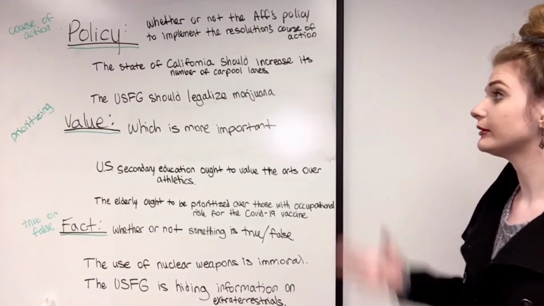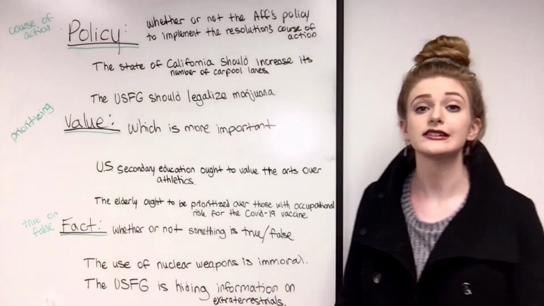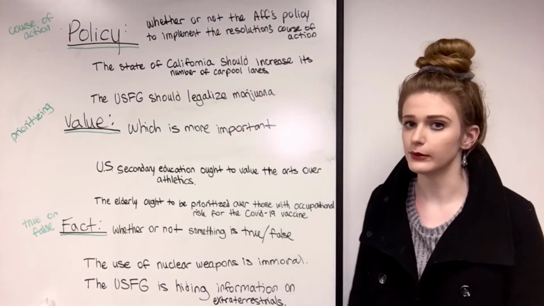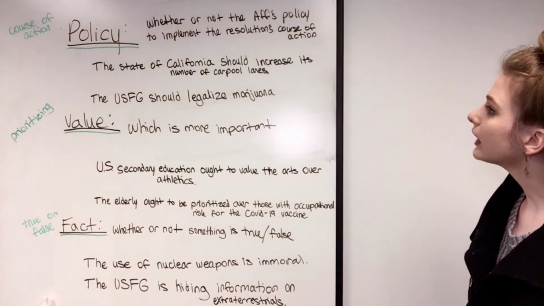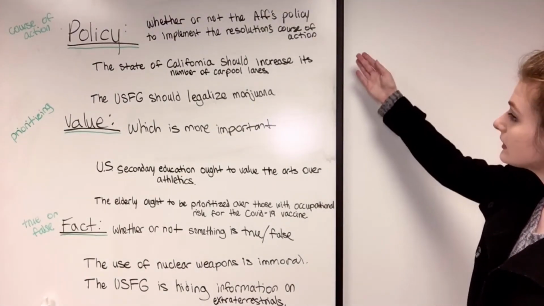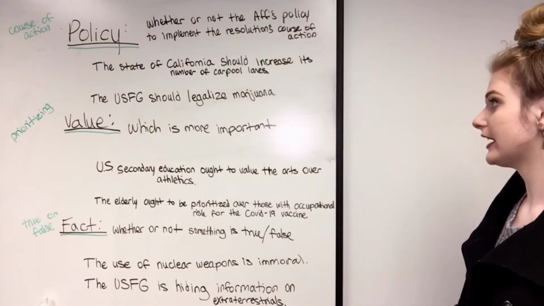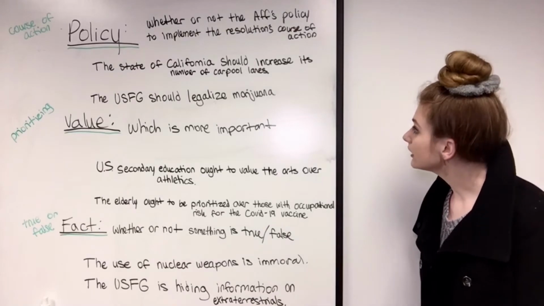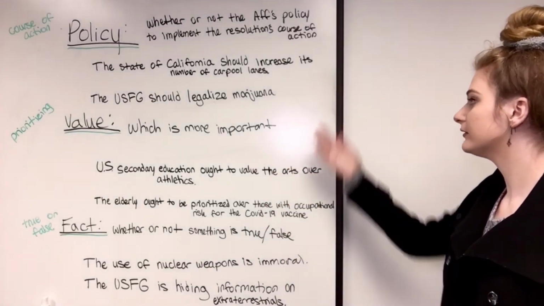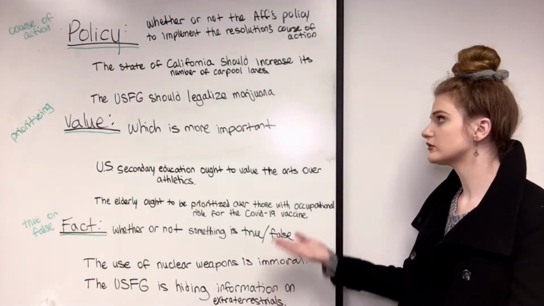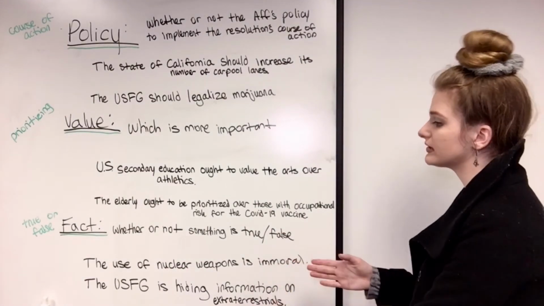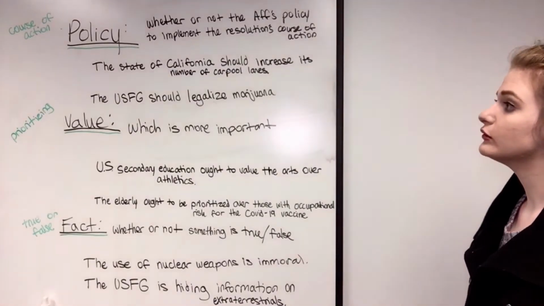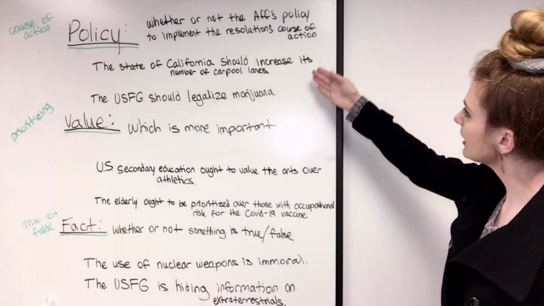Say you get negation on a policy resolution. I go over in a separate video your options when negating a policy resolution, but I'll review them right now. You can either, number one, come up with a new policy and a new course of action. So say you don't want California to increase the number of carpool lanes, you can say that California, or really any government, for example, could ban plastic straws. That would be a new course of action, and you could come up with your own policy to make that happen.